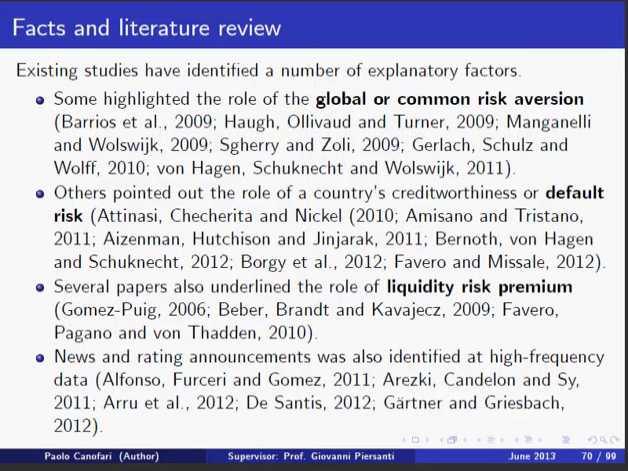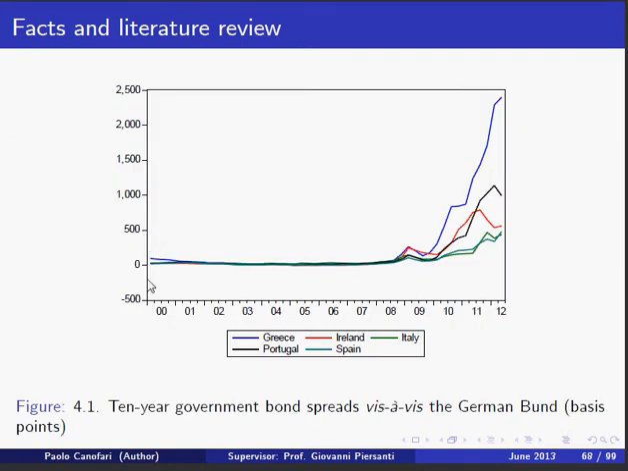After this reluctance by the German government, markets started to price risk on government bonds in the Eurozone on a country-by-country perspective, as we can see in the picture. Before 2008, we have the spreads close to zero. After 2009, this widening in spreads means that the market is considering risk on a country level and not at euro area level.